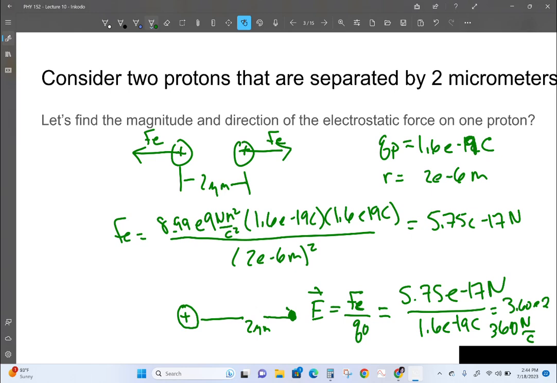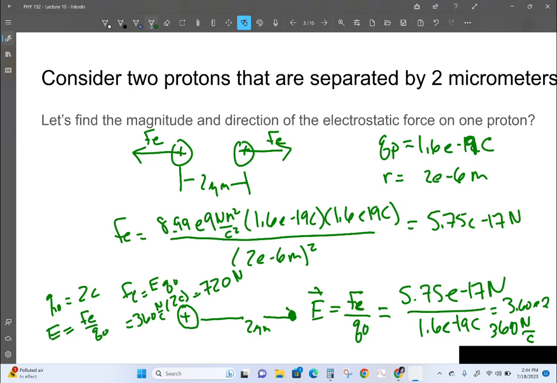I can use that information to figure out exactly how much force a particular charge would feel. So instead of putting a proton there, let's say that Q naught was 2 coulombs, then E equals Fe all over Q naught. Fe equals E times Q naught. So that would be equal to 360 newtons per coulomb times 2 coulombs, which would be 720 newtons. So that 2 coulomb charge would feel 720 newtons of force at that location. It's going to be there whether the charge is there or not.